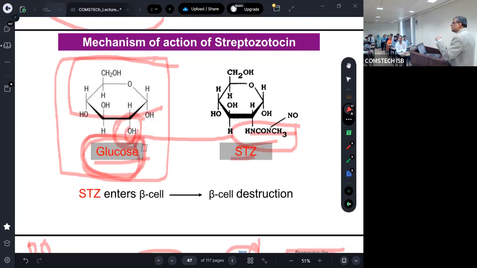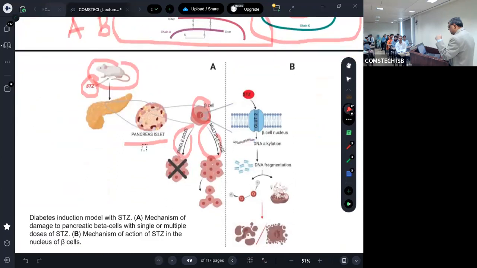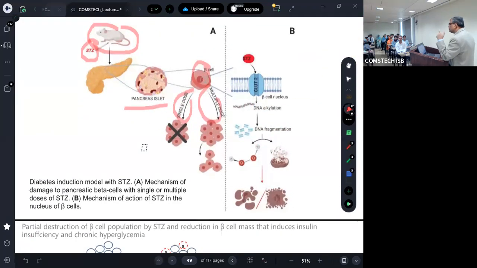Normally this glucose molecule enters the pancreatic beta cell. In the pancreatic beta cell there is GLUT2, glucose transporter 2. The glucose molecule sits there, enters inside the cell, and undergoes glycolysis, makes ATP, right? This is the main purpose of the glucose molecule. However, streptozotocin and glucose have a similar structure. So if you give streptozotocin, it sits in this GLUT2 transporter.